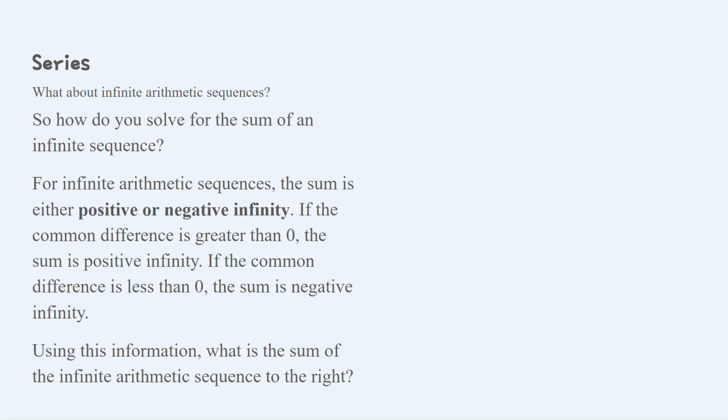So how do you solve for the sum of an infinite sequence? For infinite arithmetic sequences, the sum is either positive or negative infinity. If the common difference is greater than 0, the sum is positive infinity. If the common difference is less than 0, the sum is negative infinity. Using this information, what is the sum of the infinite arithmetic sequence to the right? The answer is infinity, since 2, which is the common difference, is greater than 0.